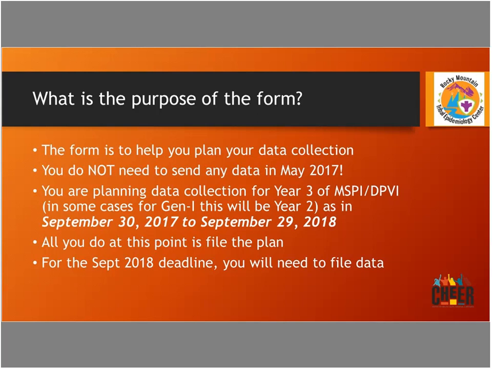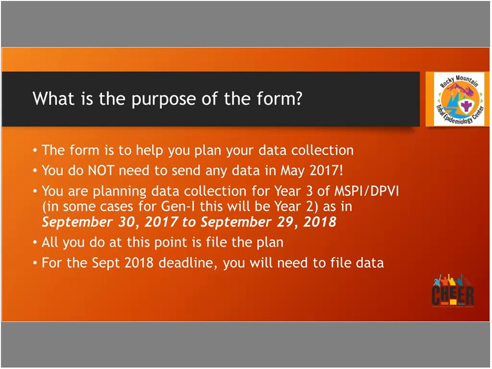So at this point in time, which is coming up about halfway through year 2, applying for year 3, all you're doing is putting in a plan for how you will collect data in year 3. So again, there's no data going into the form. It's a plan for data collection that you're sending to them. So you can breathe a bit easier because they're not expecting any data this year. It's going to be for next year. Next year being September 30th, 2017 to September 29th, 2018.